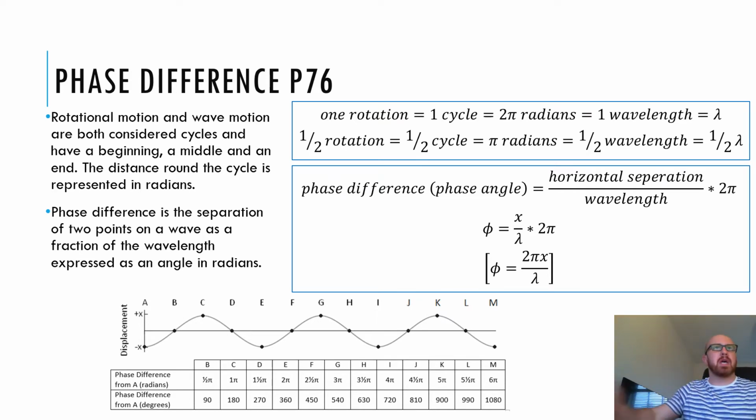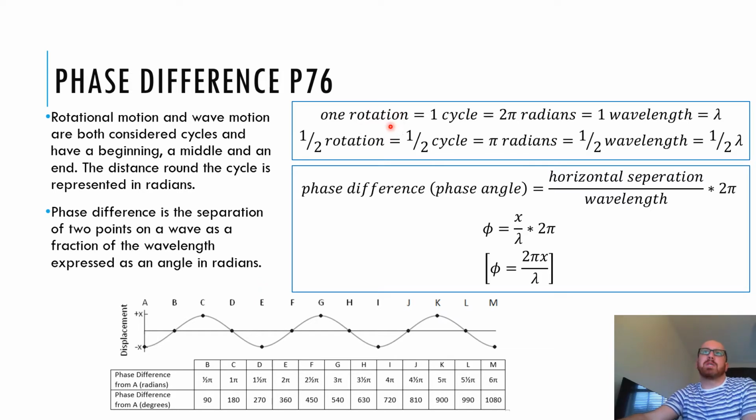The first thing to think about is that rotational motion and wave motion are both considered cycles and have a beginning, a middle and an end. So rotational motion goes round in circles like this, beginning, middle, end, and it just keeps going. Waves go up and down. You have a beginning, a middle and an end. So this would be a beginning, that would be a middle, that would be an end. If the wave started here, that would be beginning, middle, end.